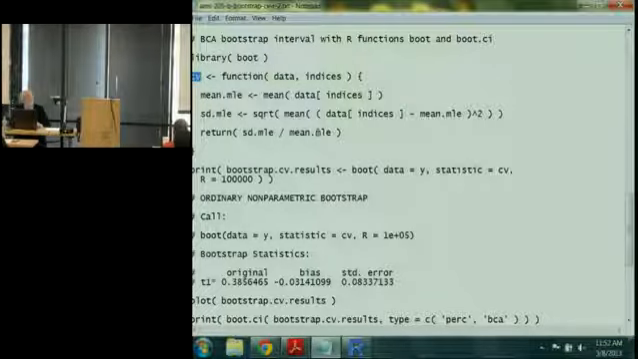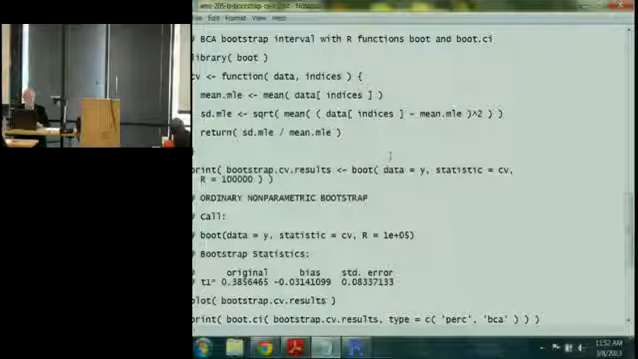But in fact, to make things ready for the boot function, you have to make your function have two arguments. The first one is the data, and the second one is a kind of dummy argument for which indices amongst the data vector you're actually going to evaluate at. Even though I don't manipulate that particular second element of the function, the boot function does.